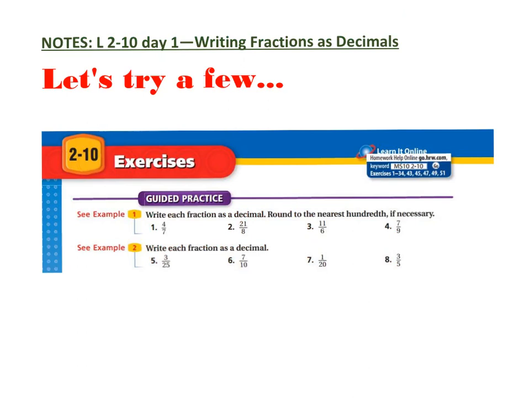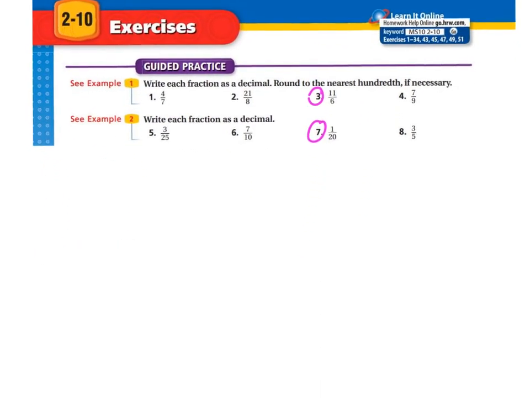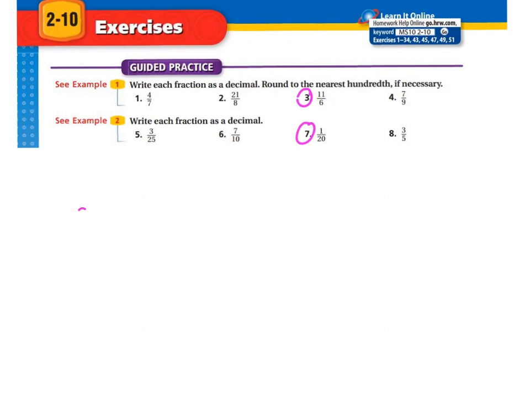Let's do a couple more together, and then I'm going to have you try a few on your own. I'm going to do number 3 and number 7. Number 3, 11 divided by 6. 11 is going to go on the inside, 6 is on the outside. So I start by saying 6 goes into 11 this time. It does go in one time. 1 times 6 is 6. Subtract, I get 5. That is less than 6, but I'm not going to have a remainder.